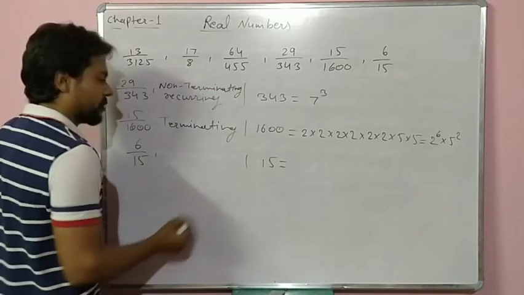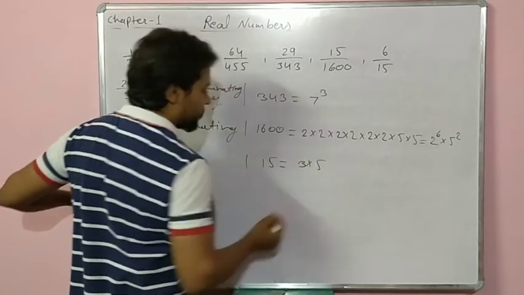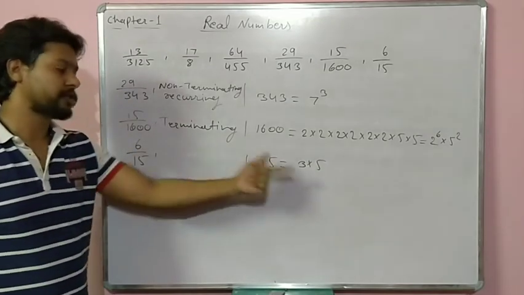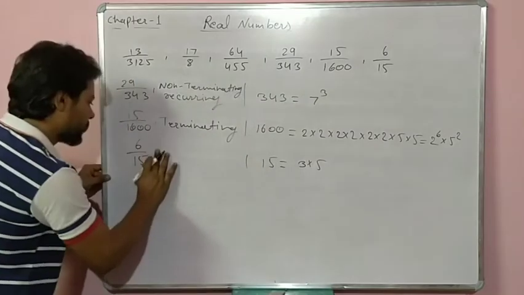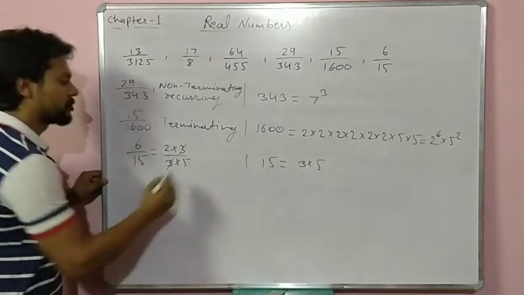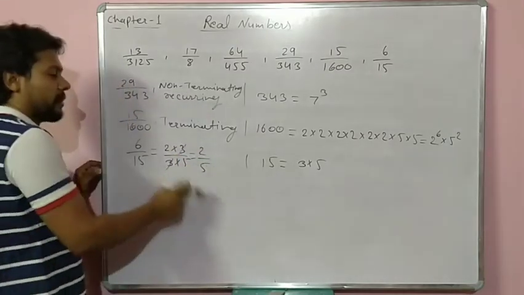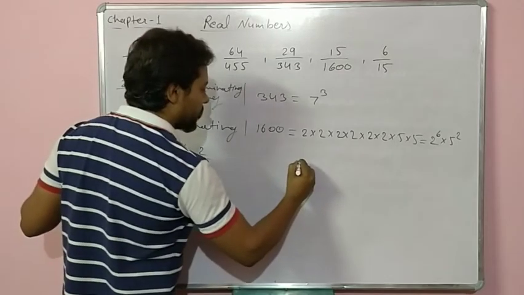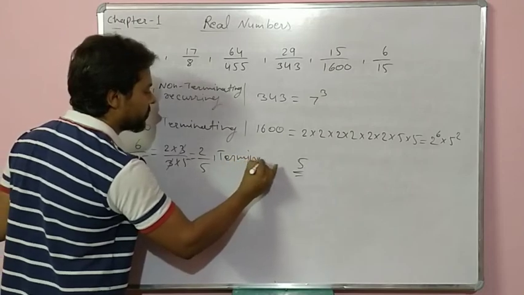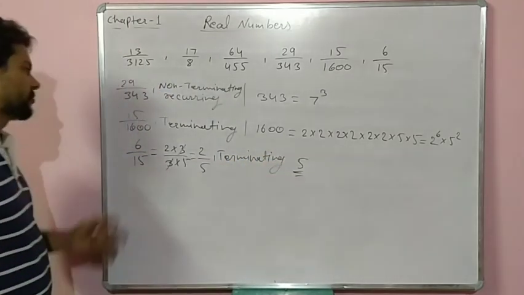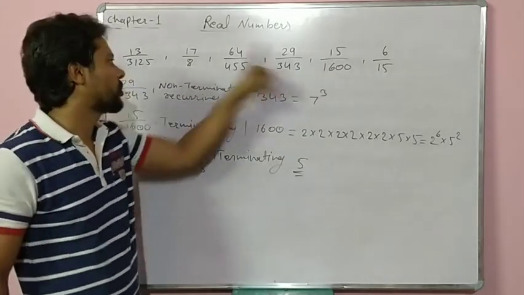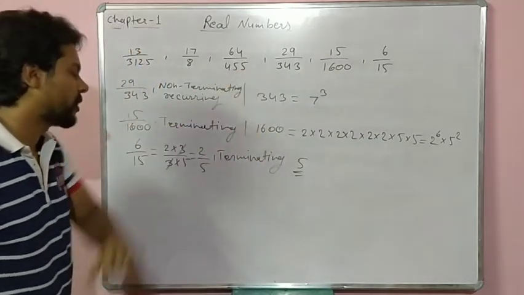Alright. Next is 6 by 15. 15's factorization is 3 into 5. So basically it should not be terminating, it should be non-terminating repeating, but there is a fact. What? If I write 2 into 3 upon 3 into 15, that 3 got cancelled. So it is actually 2 by 5. And now the denominator is of the form 5. So it would be terminating. Okay. Check if it also happens elsewhere, then in that case it may change, but it's not happening in any one of these first 5 numbers. Okay, it's happening only in the last one.